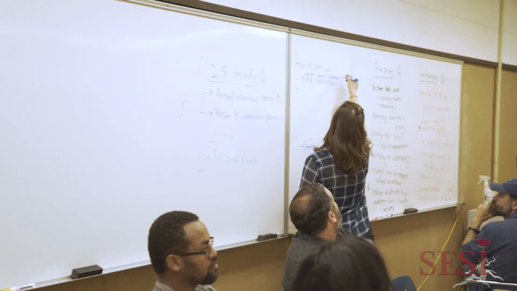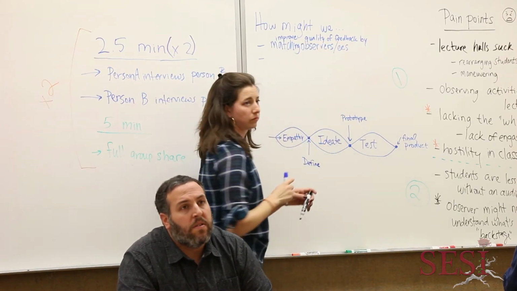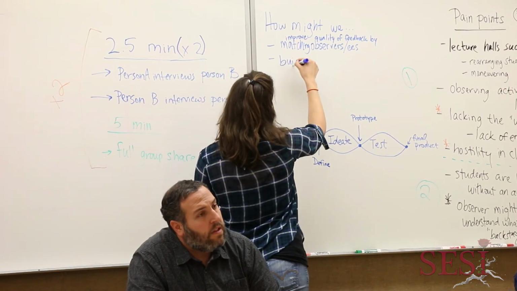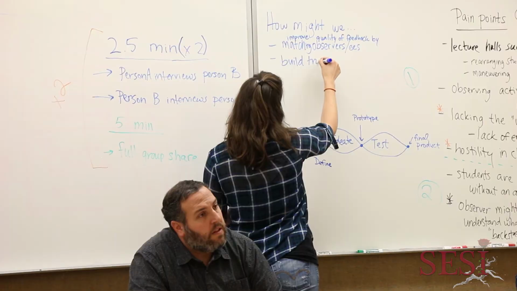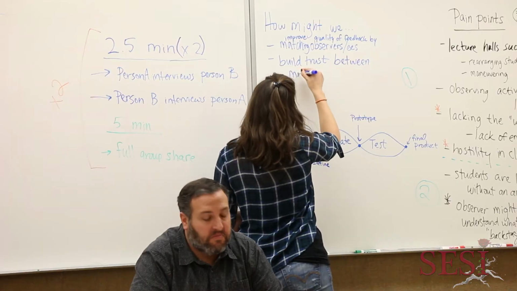I might go even further back than those. How might we build trust, right? Because as we all know, critique is both seemingly positive and seemingly negative, so you have to be able to trust that person who's observing. I think that's really important. Okay.